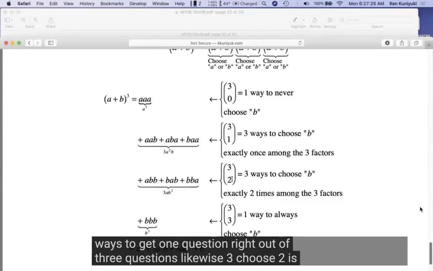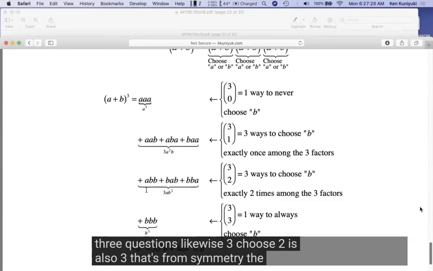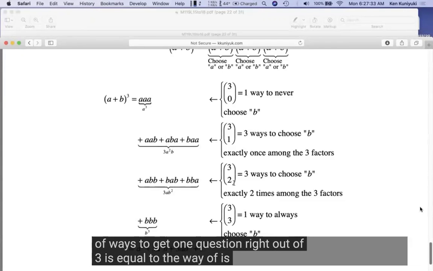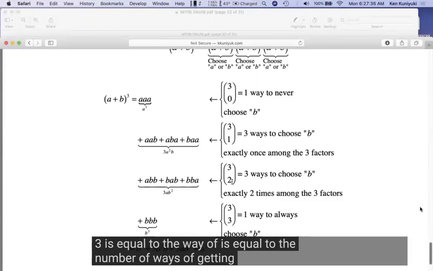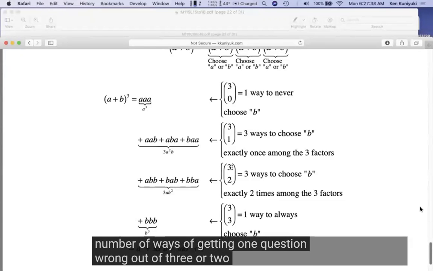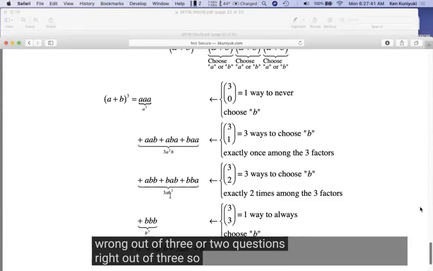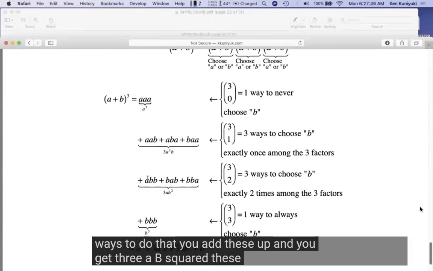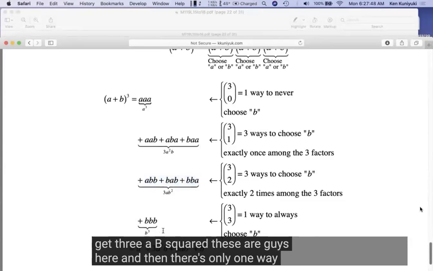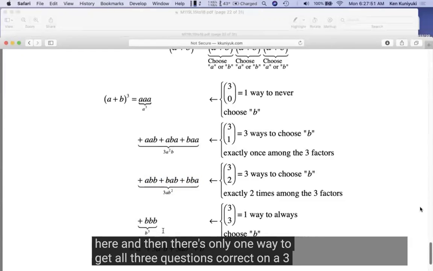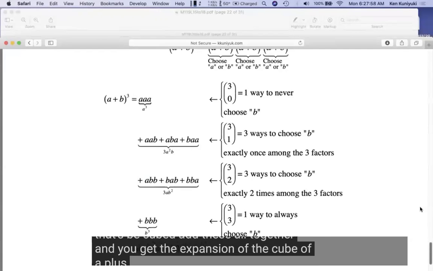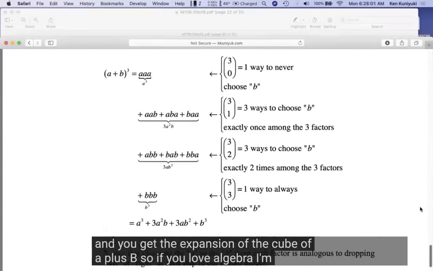Likewise, 3 choose 2 is also 3. That's from symmetry. The number of ways to get 1 question right out of 3 is equal to the number of ways of getting 1 question wrong out of 3, or 2 questions right out of 3. So there are 3 ways to do that. You add these up, and you get 3ab squared. And then there's only 1 way to get all 3 questions correct on a 3-question exam. Correct, correct, correct. That's b cubed. Add these all together, and you get the expansion of the cube of a plus b. So if you love algebra, I'm sure you love that.